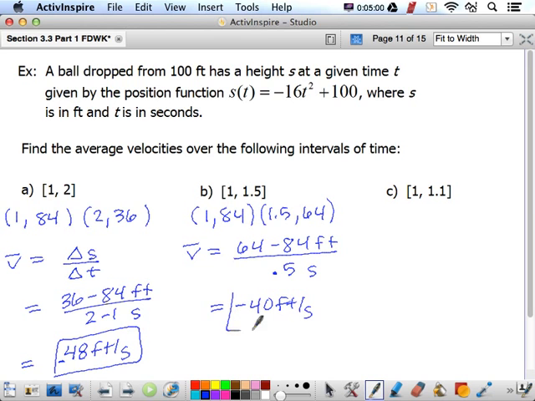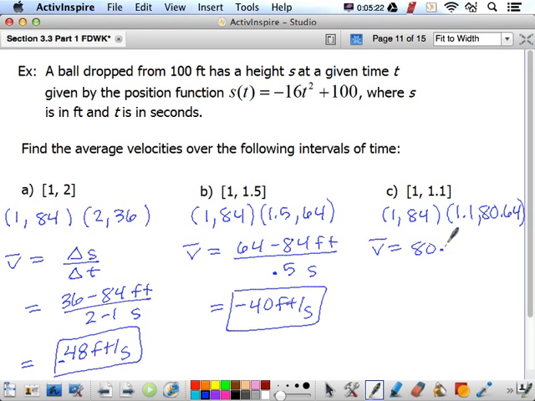All right. And for the final one, for average velocity, we have the interval from 1 second to 1.1 seconds. So they're very close together in time. So we have 1 comma 84. And what is 1.1's height? 80.64. 80 point what? 64. So we calculate the average velocity by taking 80.64 minus 84 feet and dividing it by 1.1 minus 1, or 0.1 seconds. And what does that equal? Negative 33.6 feet per second. Can we verify?